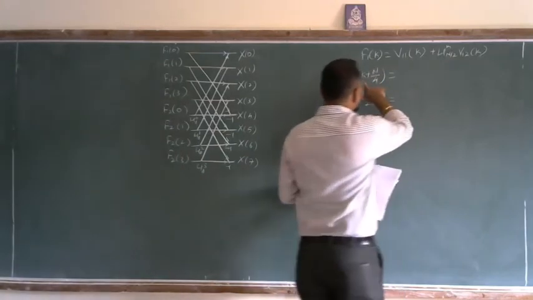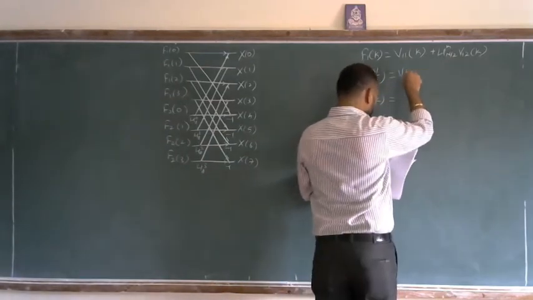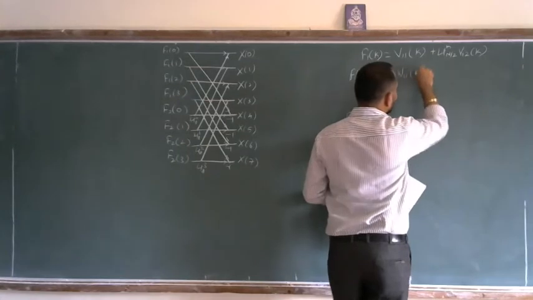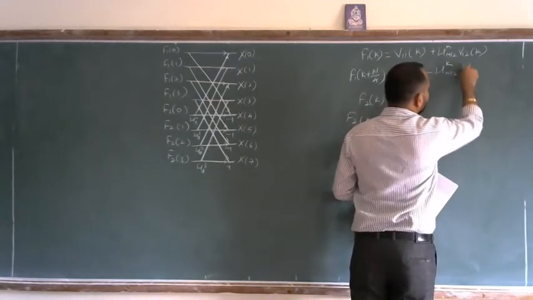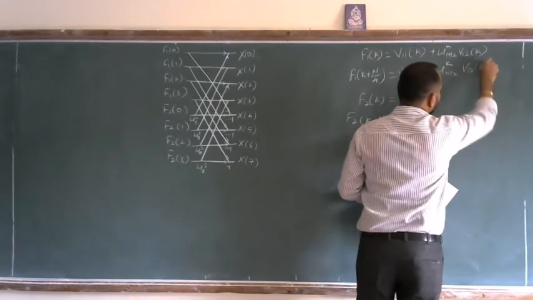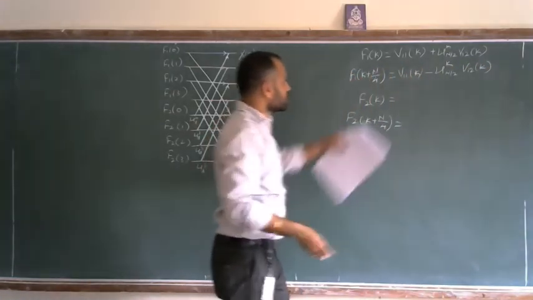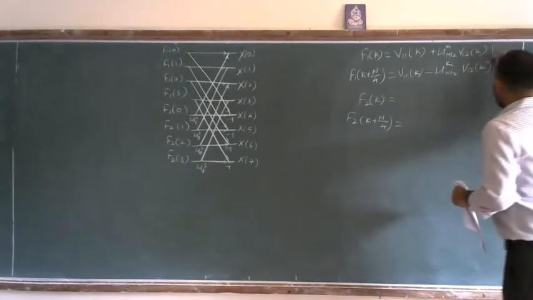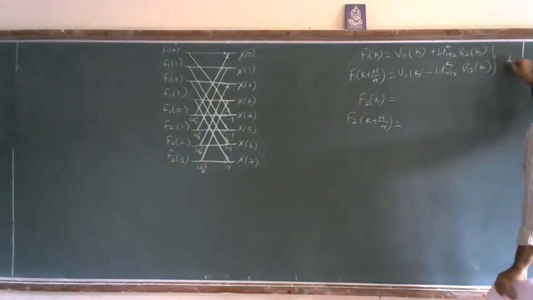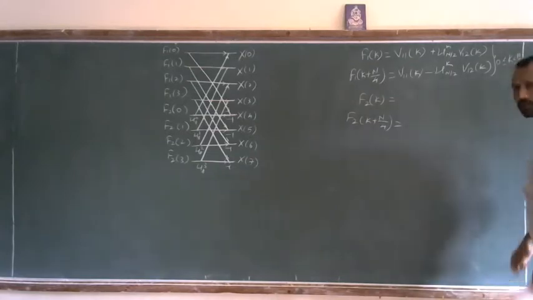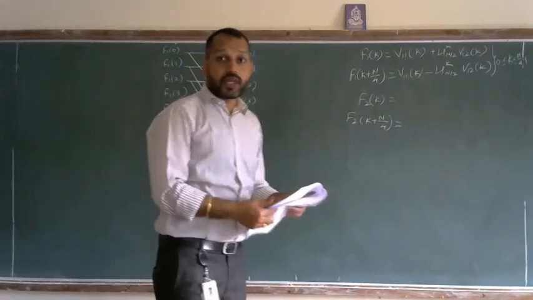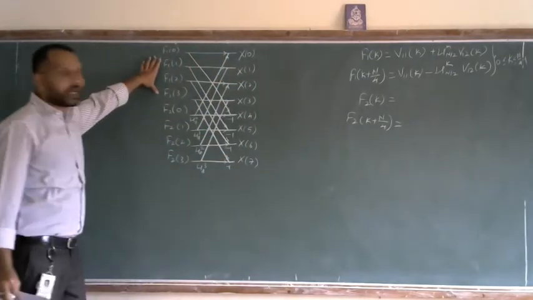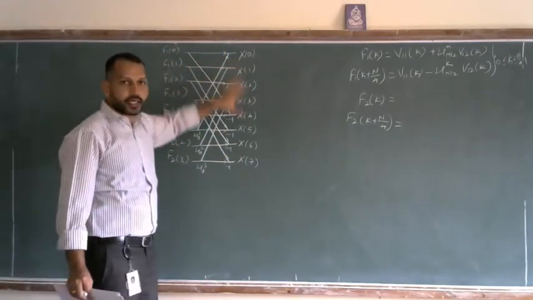Likewise, f1 of k plus n by 4 will be v11 of k, the same equation, but instead of addition, it will be subtraction, v12 of k. Now these two equations, where the range of k will be from 0 to n by 4 minus 1, will give us the first 4-point DFT f1 of k, just like we did here.